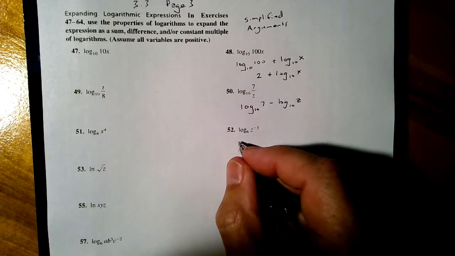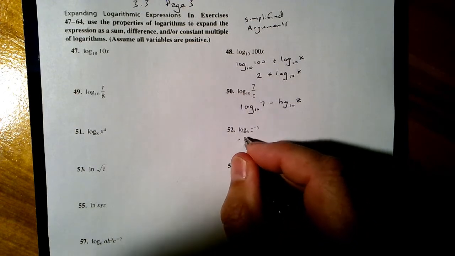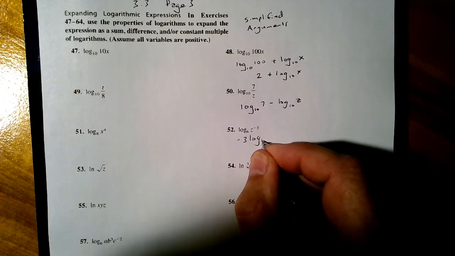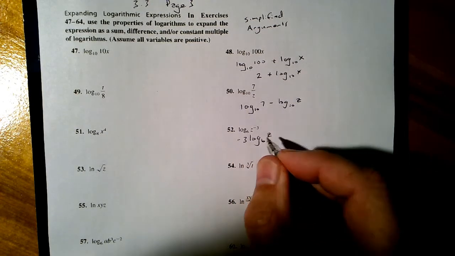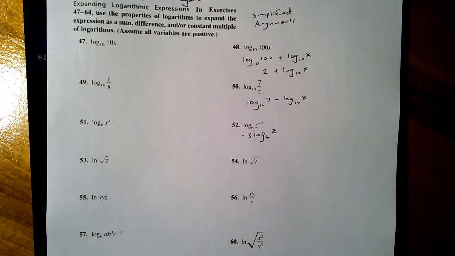To simplify this one, I can pull the negative 3 out in front. Log base 6 of z. What's the exponent that turns 6 into z? Who knows?